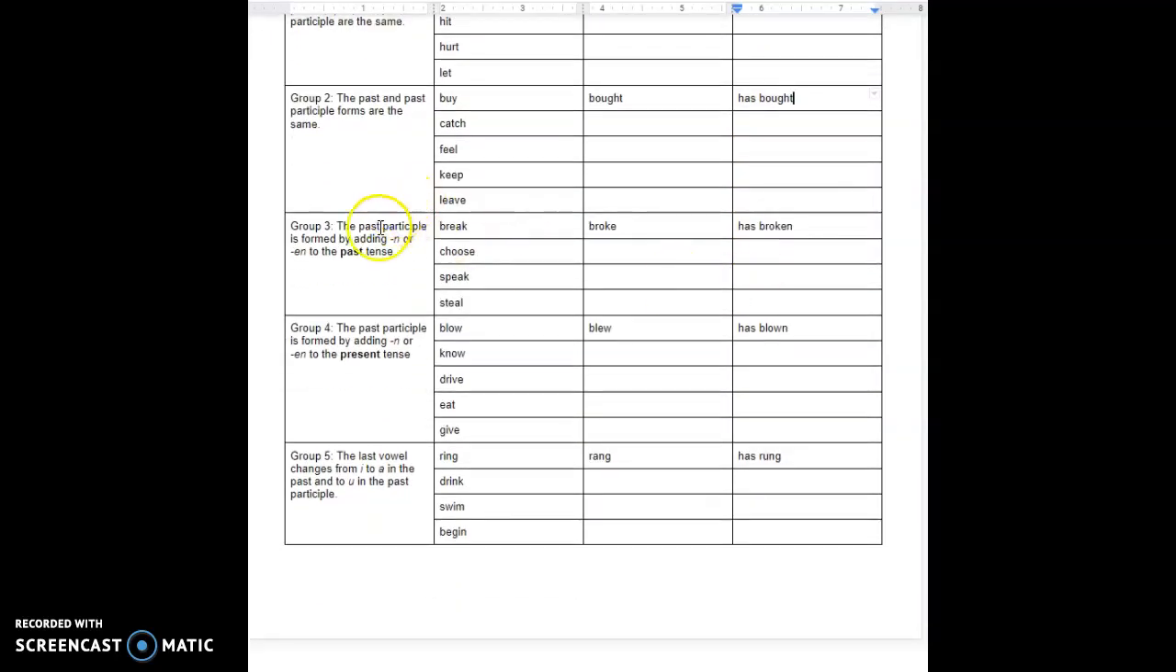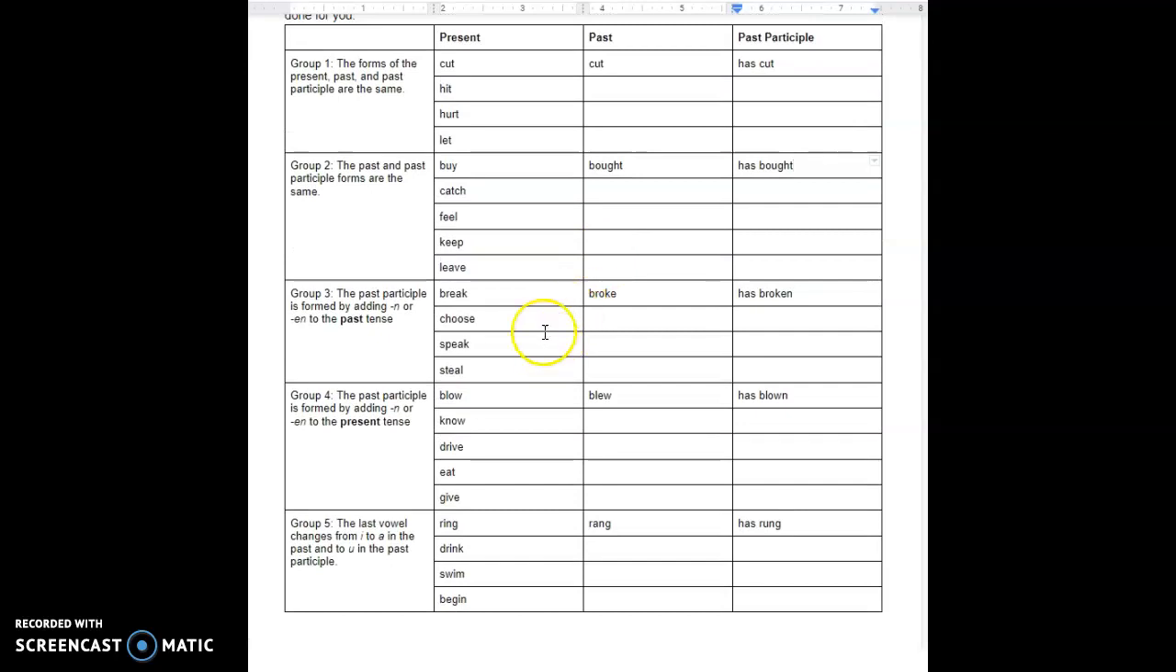Group 3, the past participle is formed by adding n or en to the past tense. So this one, you notice every single one is different. So break, I'm going to break this window. She broke her leg, and he has broken his leg in the past. You're going to do the same with choose, speak, and steal.